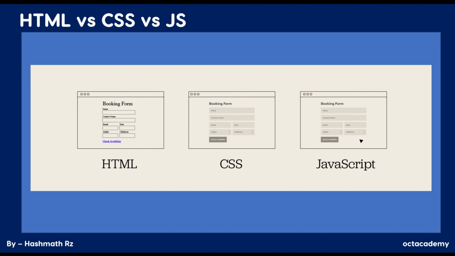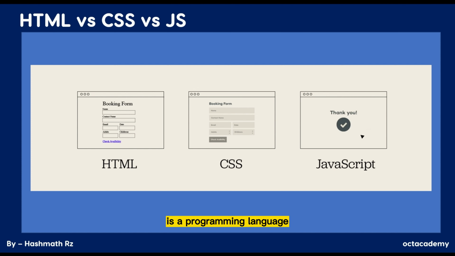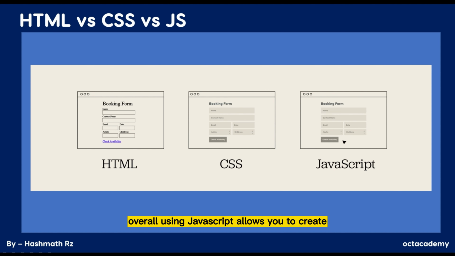So JavaScript, on the other hand, is a programming language that is commonly used to add interactive and dynamic behavior to web pages. It allows you to do things like respond to user input, update page content, and many more. So think that you want to do something when a user clicks on a button, you can do that using JavaScript. Overall, using JavaScript allows you to create interactive and responsive web pages that can respond to user input and events.